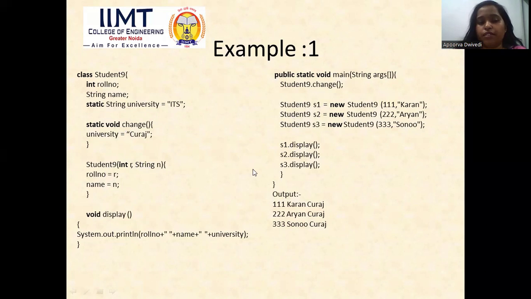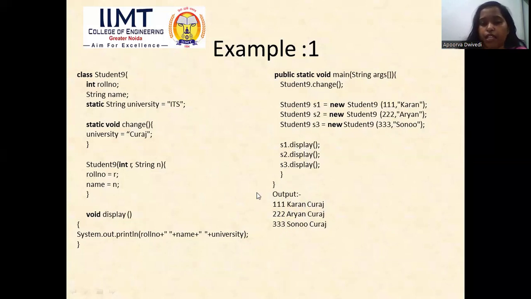So now for inserting the values of roll number and name, we are creating three objects, that is S1, S2 and S3. Now constructors are called and we are passing the values 111, and these three values will be there for the roll numbers and names. Now we are calling the display method. What is the method displaying? It is displaying the roll number, name and university. So the output will be 111. It means the ID of the first person, then the name and the university.